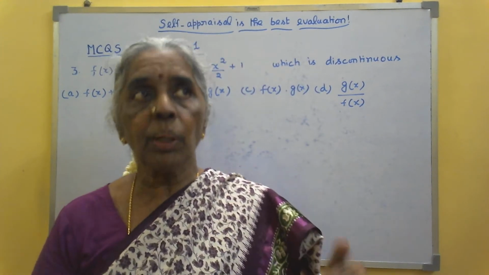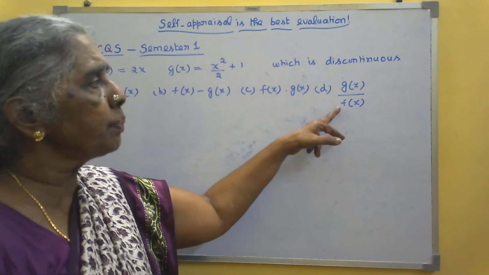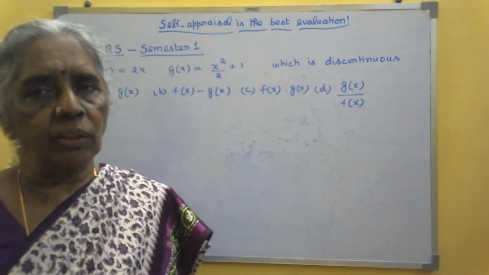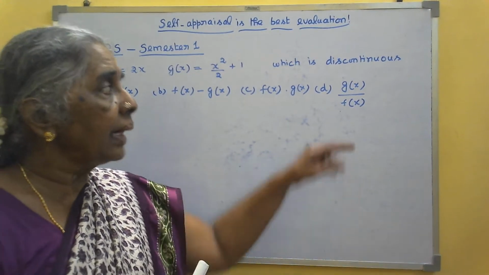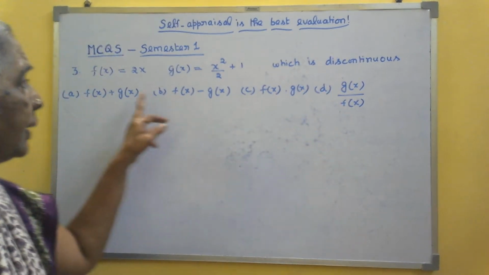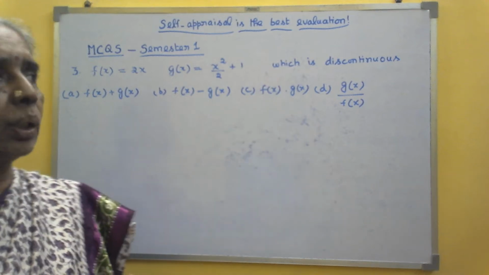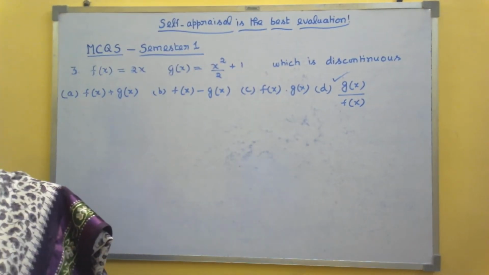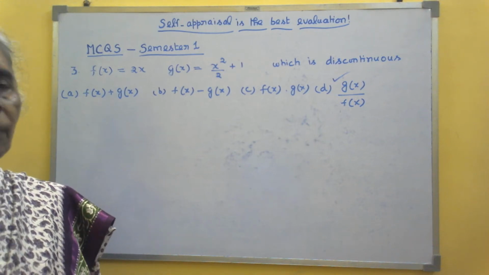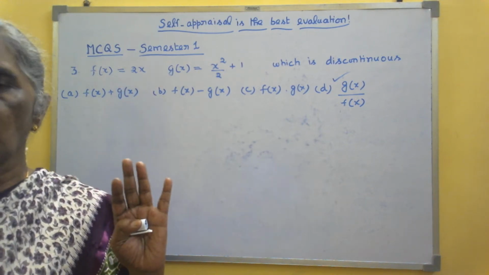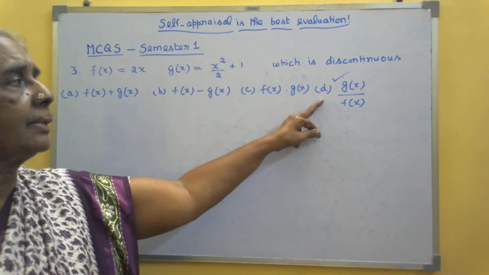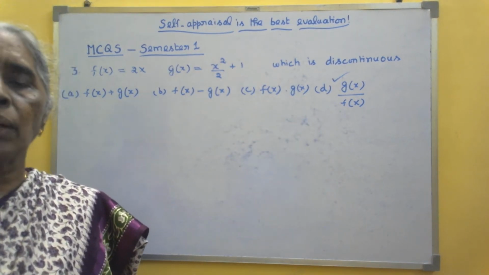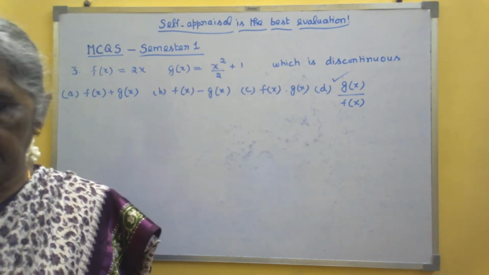But when you come to the division, if it is g of x by f of x, if your f of x is equal to 0, then it will not be continuous. So that condition is there. So these three options are definitely continuous. This is the only option where there is a possibility that it is discontinuous because there is a chance of f of x being 0. So that is the option you have to take. These are all based on the concepts only. There is no working necessary for these sums.